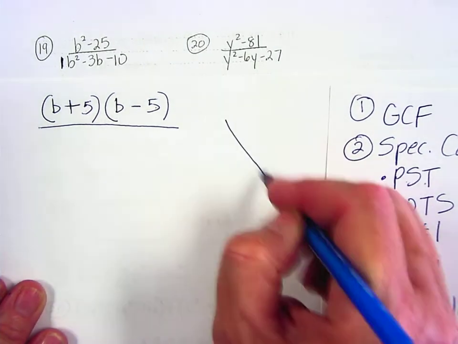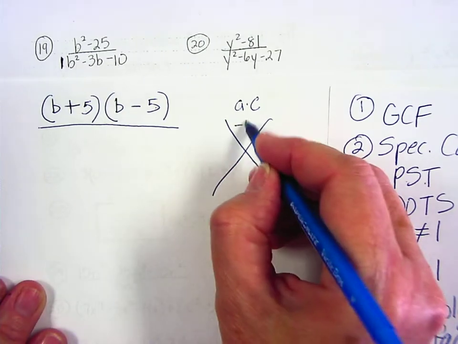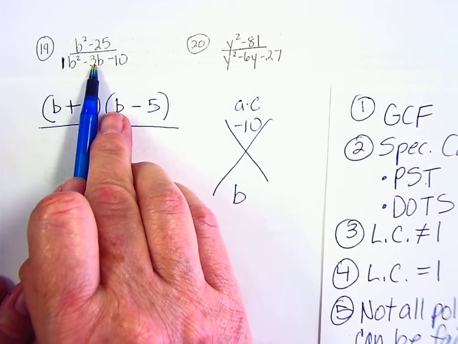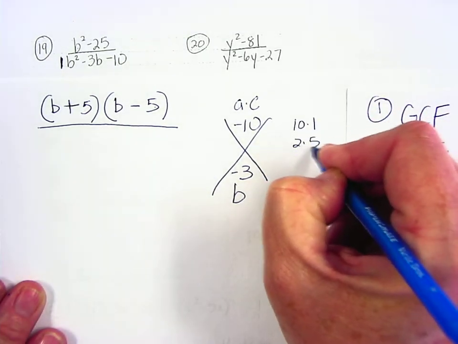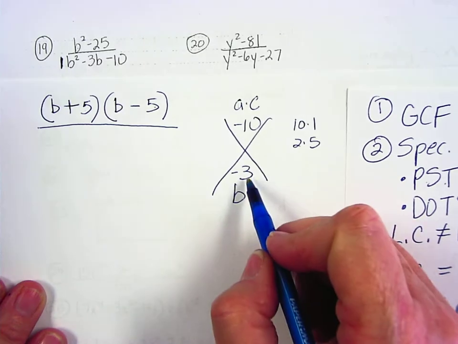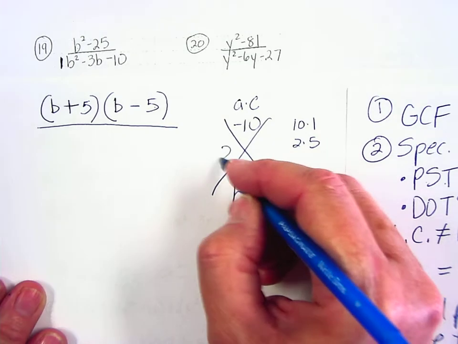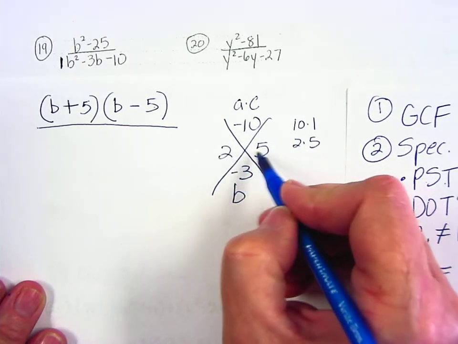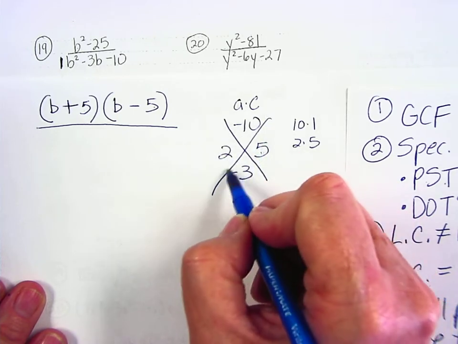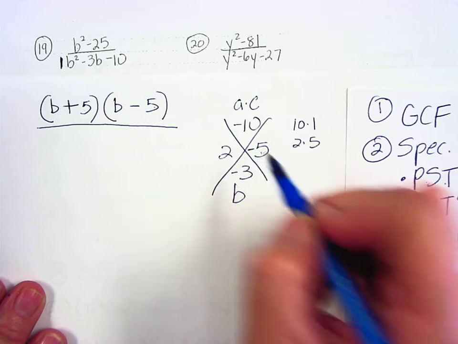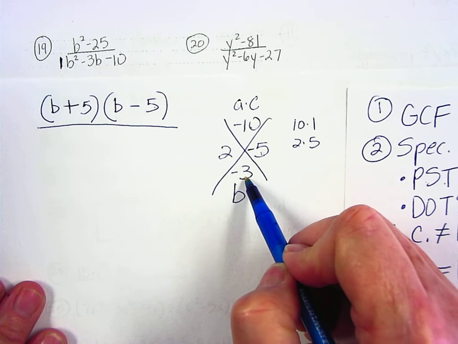So I'm going to go like this. And my A times my C is negative 10, and my B is negative 3. So I know that 10 is 10 times 1 and 2 times 5. The difference of 5 and 2 is 3, so I'm thinking we can make this work. Let's try 2 and 5. If I multiply them, they have to equal negative 10, so one of these has to be negative. Since I'm going to have extra negatives left over, I'm going to make my 5 negative. 2 times negative 5 is negative 10, and 2 combined with negative 5 is negative 3.